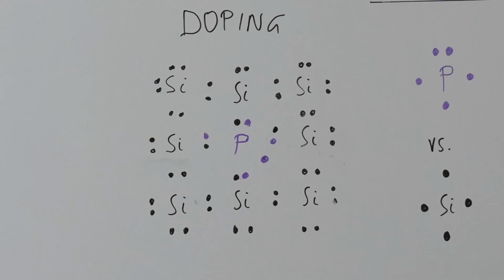When doping, foreign elements are inserted into the silicon structure. If phosphorus with 5 outer electrons is inserted, the structure suddenly has an excess electron. This is called an n-type semiconductor.